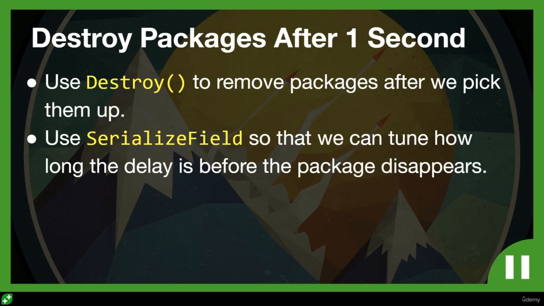And I'd also like you to set up a variable and use serialized fields so that we can tune in the inspector how long the delay is before the package disappears. We don't need to go and find it in the code. We can do that from in the inspector and say half a second or 2 seconds, and we can shoot it from there. So there you go. There's your challenge. Take that on, and I'll see you back here when you're done.